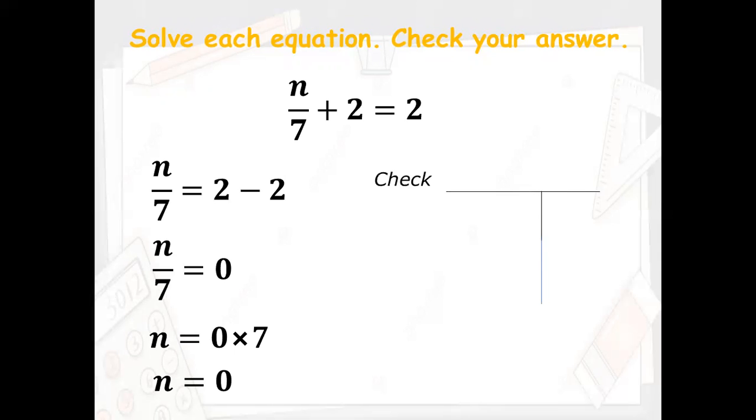Now let's check whether the answer we got is right or not. So write the equation as in the question, then replace n with 0. So 0 divided by 7 is 0. Zero divided by any number is 0. 0 plus 2 is 2. So 2 equals 2. Both sides of the equation have 2, which means again our answer is correct.